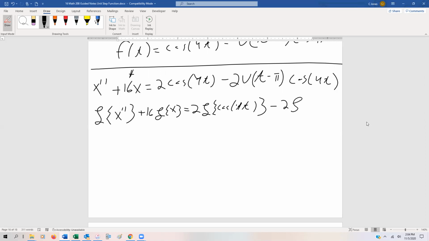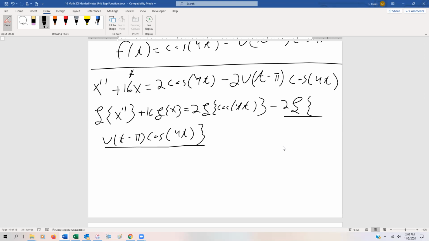So 2 Laplace, and I'm just going to run to the next line, of the unit step function of t minus pi cos of 4t. Now here's where it's going to get really sneaky, because we need to take the Laplace of all of these, and none of them are too difficult except, of course, the one that contains the unit step function. But let's do all the other ones first.